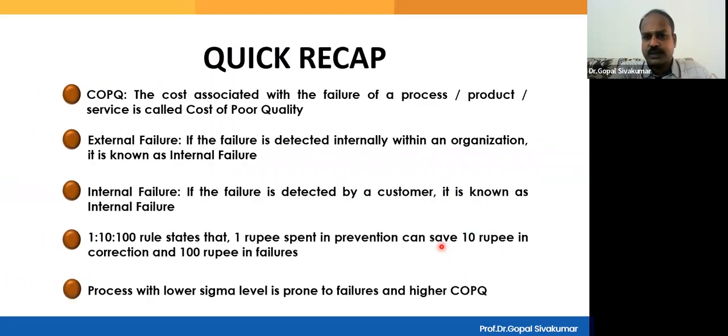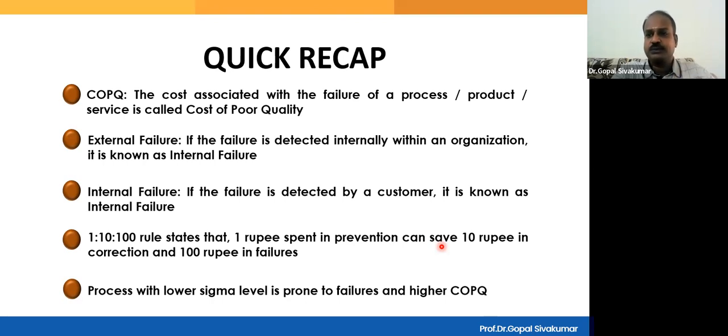So what did we learn in this lesson? Cost of poor quality is the cost associated with the failure of a process, product, or a service, right? And we call it cost of poor quality. If the failure is detected internally within an organization, it's called internal failure. Or if the failure is detected by a customer, then it is called an external failure, right?